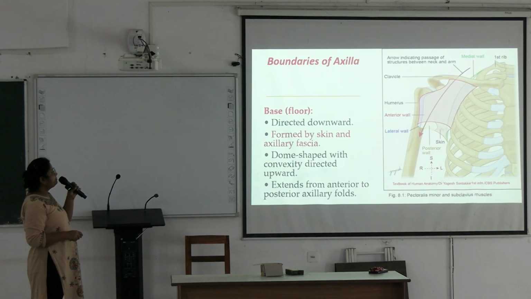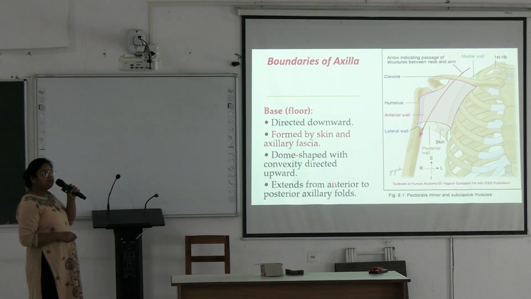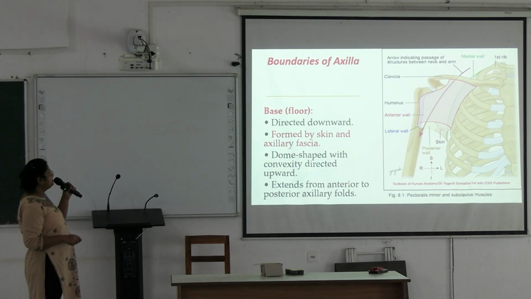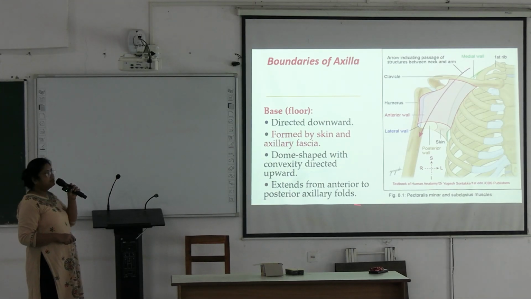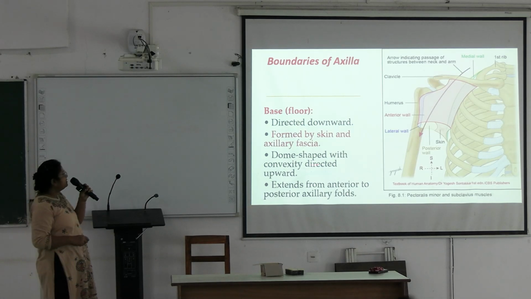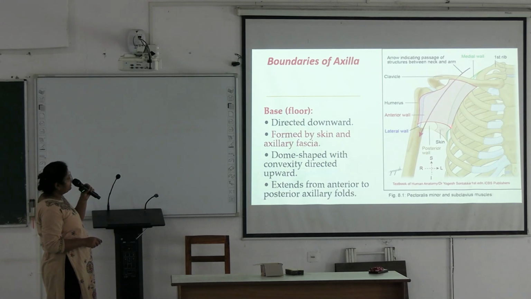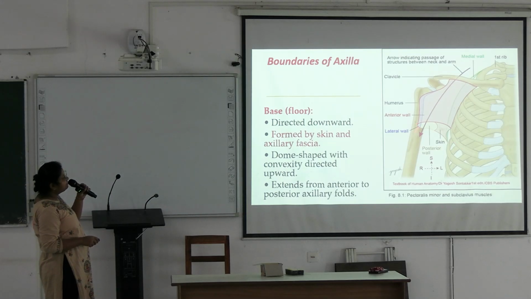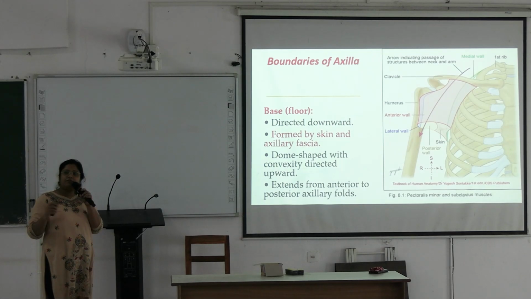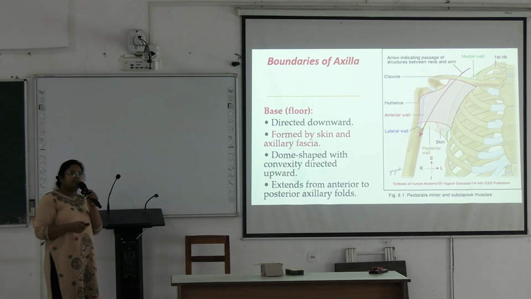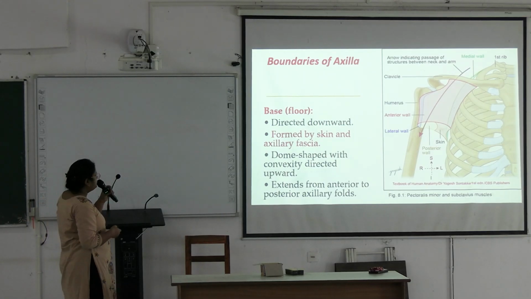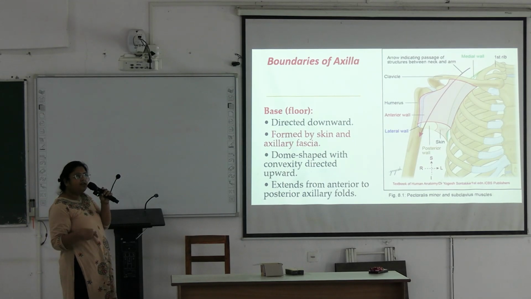It is dome shaped, with convexity directed upward, and it extends from anterior to the posterior axillary folds. Here the red one is the anterior axillary fold, yellow one is the posterior axillary fold. In between these two lies the dome shaped base of the axilla formed by the skin and the axillary fascia. Axillary fascia is the deep fascia of this area.